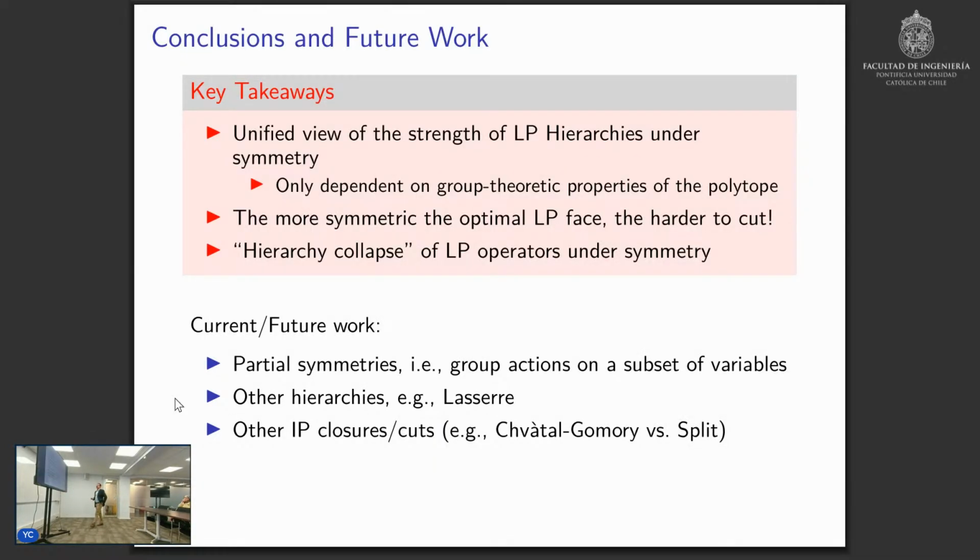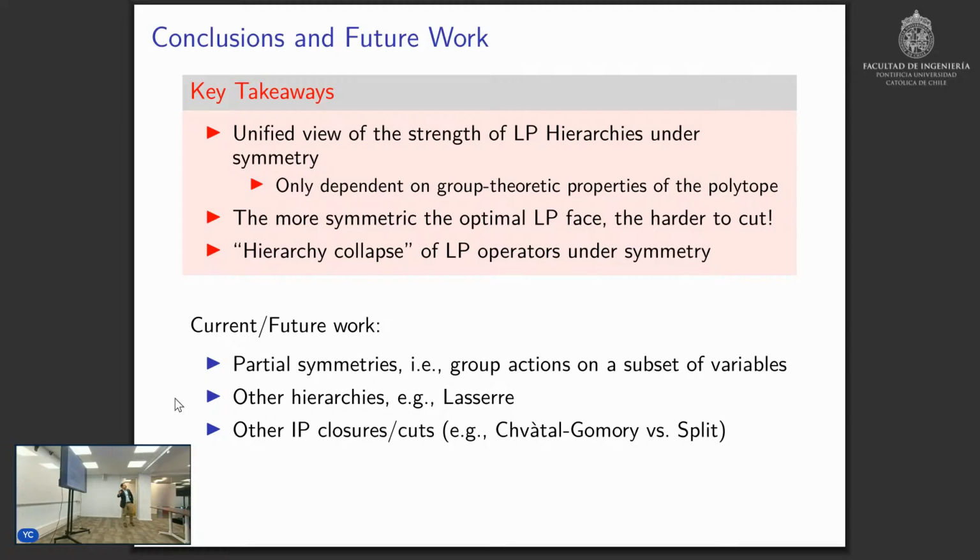And so let me tell you about the key takeaways. I hope that at least you take this home. First, we have an attempt at a unified view of the strength of these hierarchies under symmetry. We're trying to develop this other perspective, not focusing only on the branching, but also on the bounding part. And also, the more symmetric the optimal face, if some condition holds, condition 1, then it's going to be hard to cut off that face.